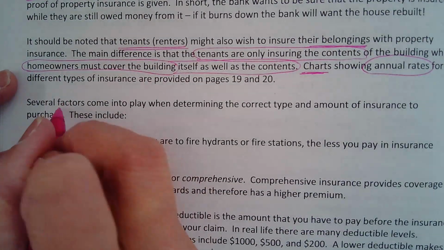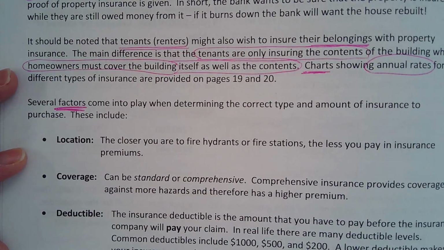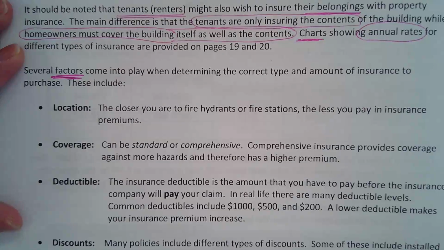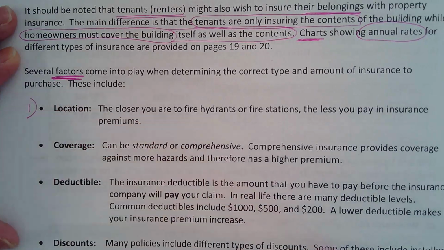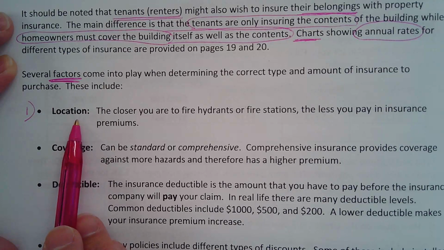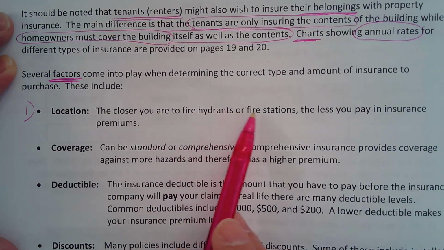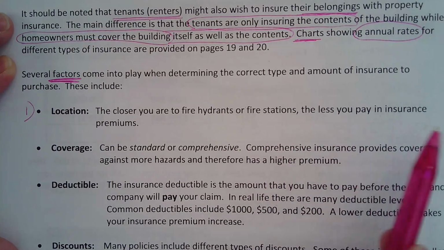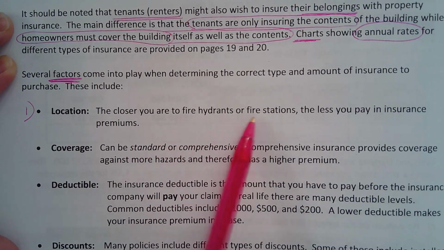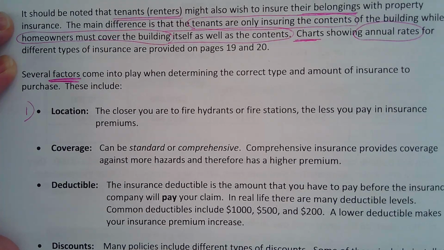These are the factors that will affect the amount of insurance. So the first one is location. Well, what does that mean? It says here, location. The closer you are to the fire hydrants or fire station, the less you pay in insurance. Okay, stop right there. Why is the location of the fire hydrant and the fire station important? Because it's easier for a fire department to get there and put out a fire.